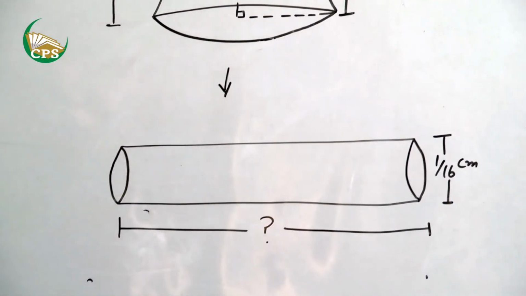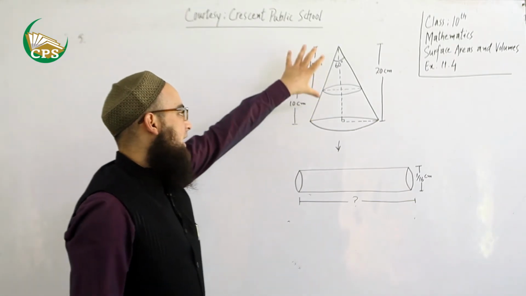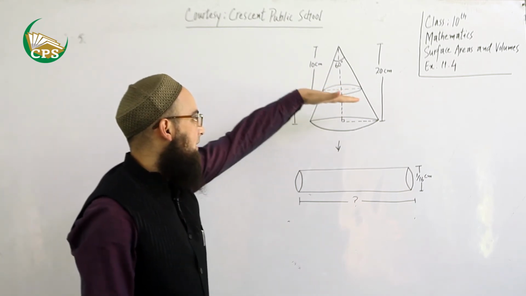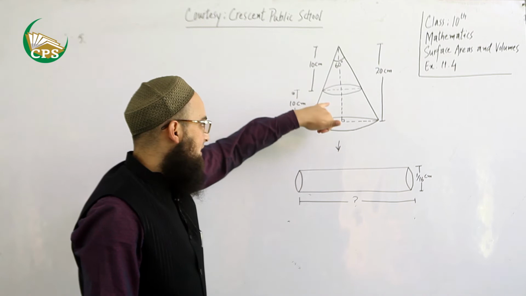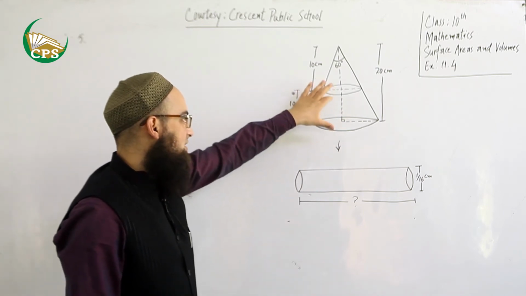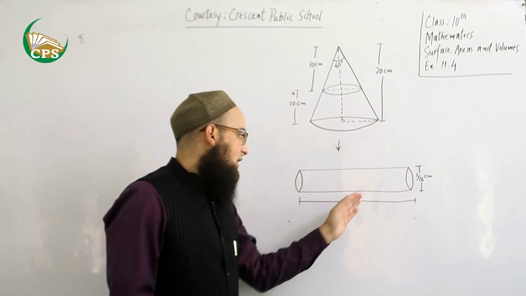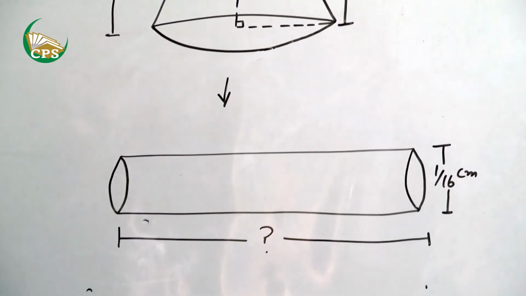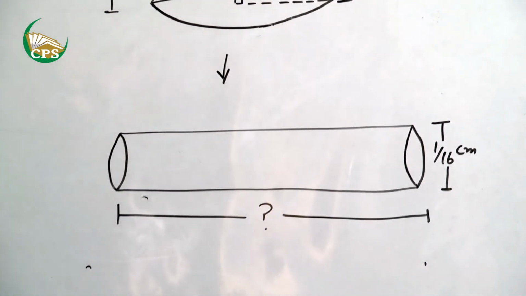That is the question. Let me repeat the question. Initially we had a cone and the cut is made in the middle. So that means we'll get a frustum. The height of the frustum is 10 centimeter now. Now this frustum is drawn into a wire of diameter 1 by 16 centimeter. Then we need to find the length of this very wire.